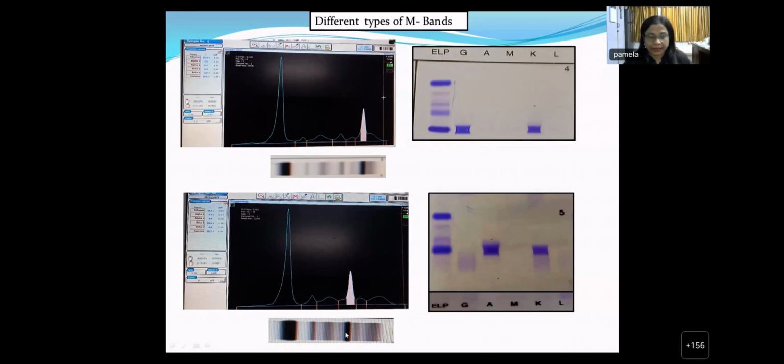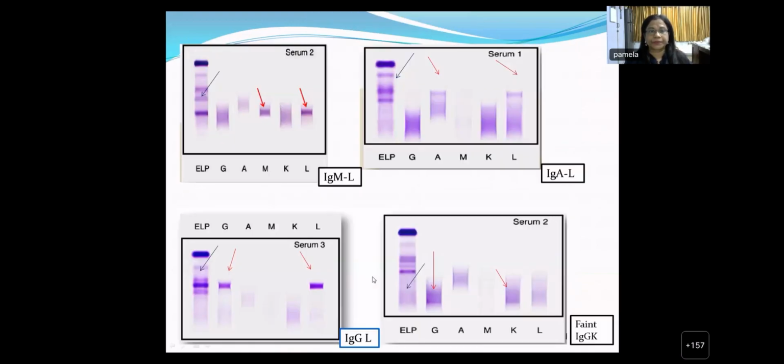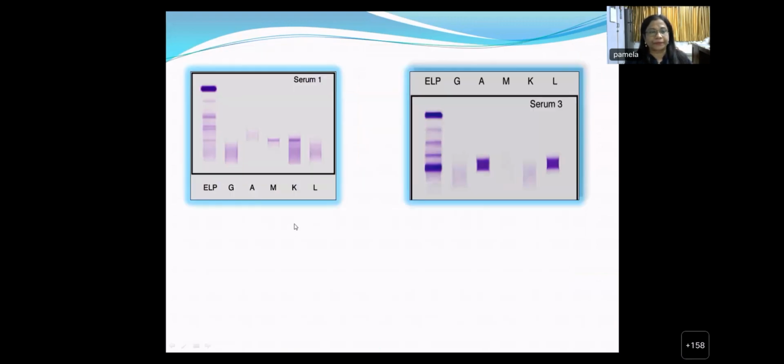This is the beta. This is the electrophoretic pattern. This is the electrophorogram. This is the IFE. This is A and K. Some more patterns. You have the M and L. Here you have the A and L, which is faint. You have the G and L here, which is prominent. And on this side, you have the faint IgG kappa.